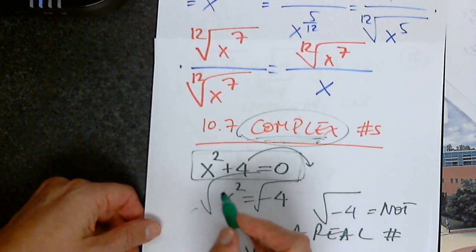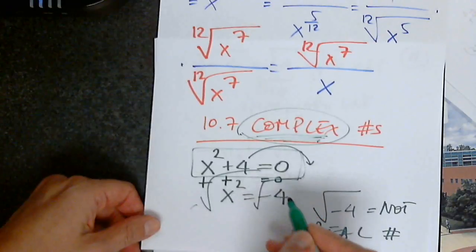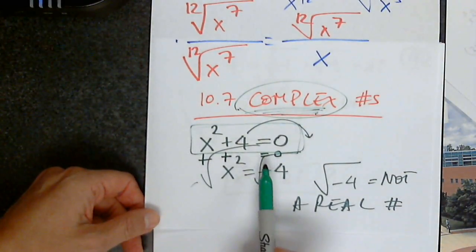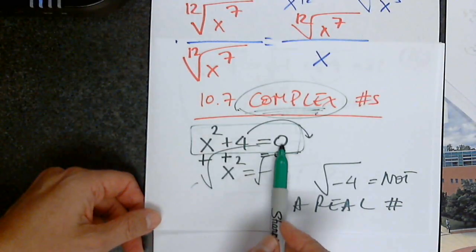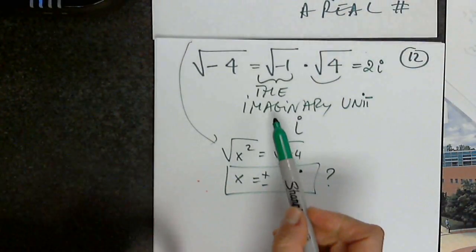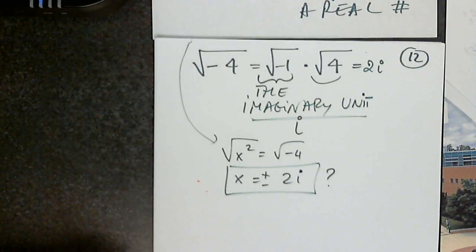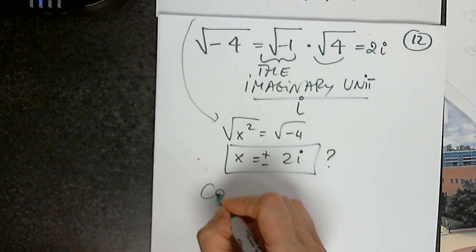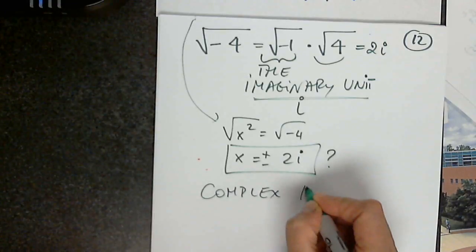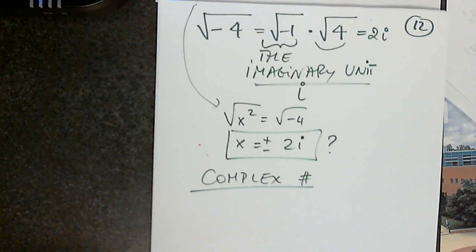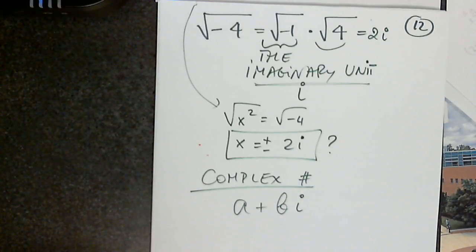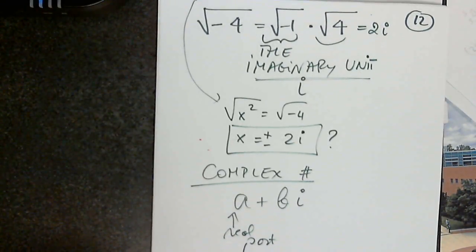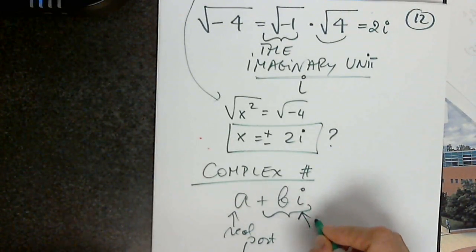This equation has positive plus positive equals 0. There is no such thing. A positive number plus a positive number can never be 0 in real numbers. So that's the reason why they invented the imaginary unit and the complex numbers. So here's the general form of a complex number: a plus b times i. a is the real part, and b is the imaginary part.